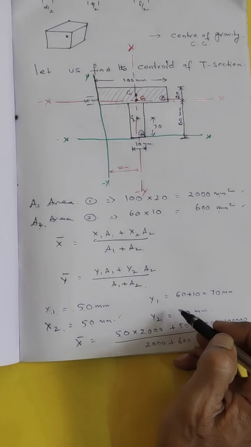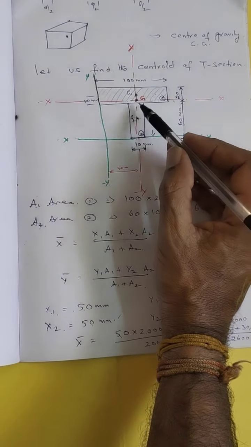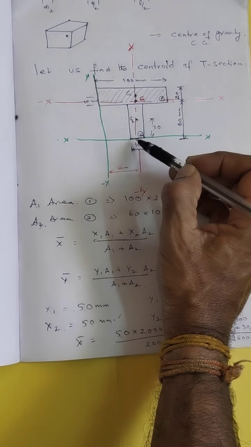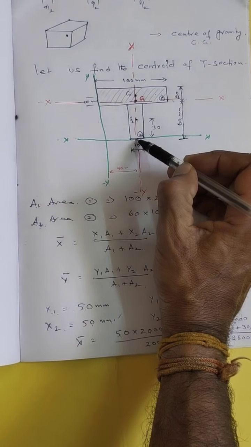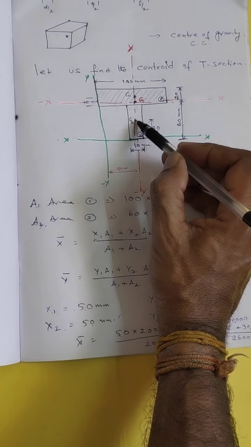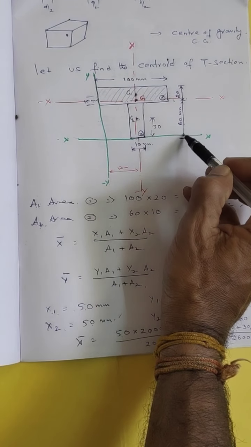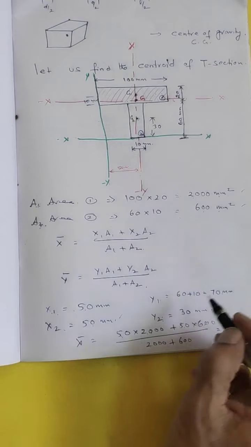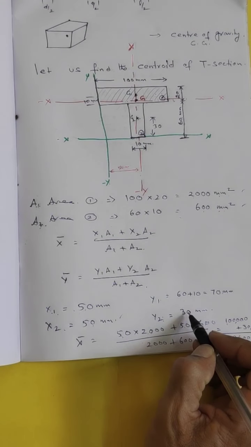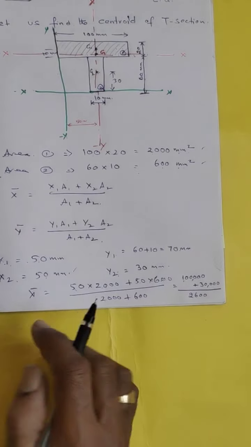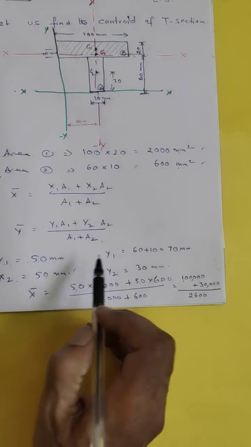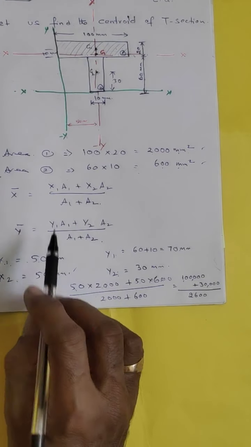Whereas y2, this is g2. So from here, the distance from the reference axis xx to g2 is half the height. Totally it is 60, half of 60 is 30. So you have y2 equal to 30 mm. And now we know x1, x2, y1, y2. You can substitute in the formula.